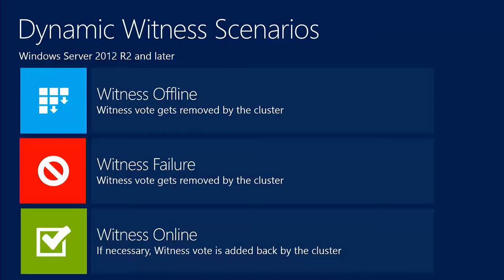Now, in addition to dynamic quorum, Windows Server 2012 R2 and later also includes dynamic witness. Okay, and this is an easy concept to understand. It's dynamic quorum for the witness server is basically what it comes down to. When the witness server is offline, it loses its vote. When it comes back up, it gets its vote back. Okay, it's the same concept that we apply dynamic quorum to DAG members and cluster members, but now this applies to something outside the cluster, namely the witness server.